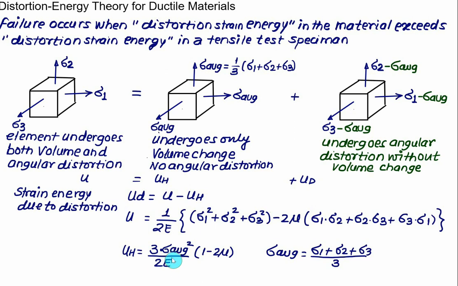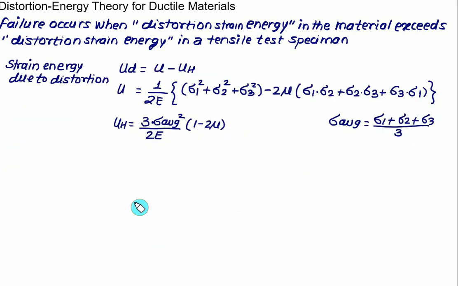Here sigma average will be equal to sigma 1 plus sigma 2 plus sigma 3 by 3. So you have to make a square of it and expand this term. So let's substitute the value of sigma average equal to sigma 1 plus sigma 2 plus sigma 3 by 3, make a square and expand it. So let's expand the expression for the strain energy for hydrostatic stress by replacing sigma average with sigma 1 plus sigma 2 plus sigma 3 by 3 whole square.